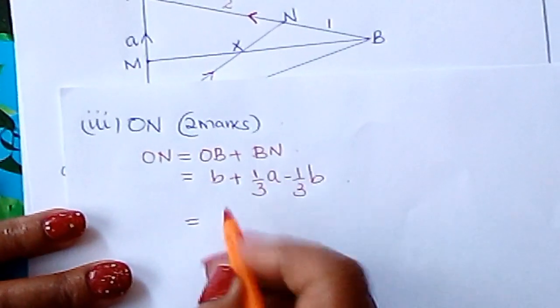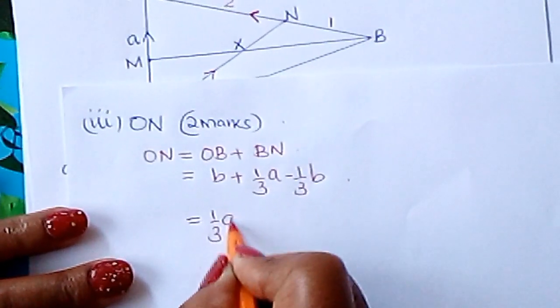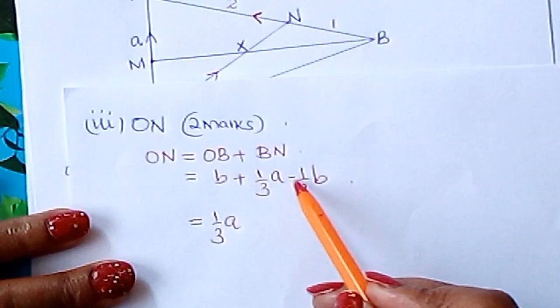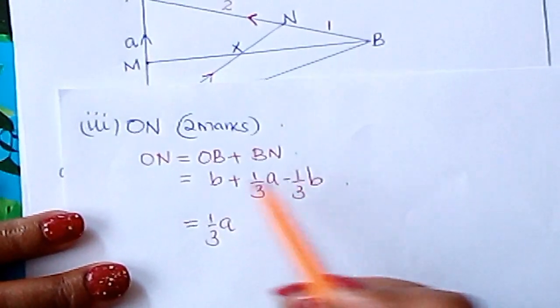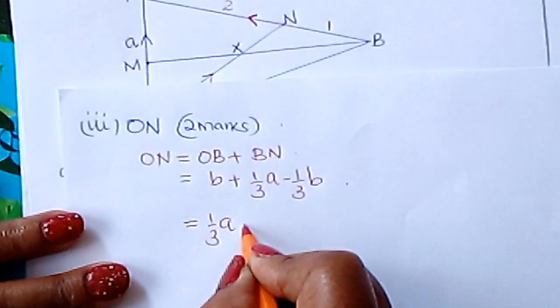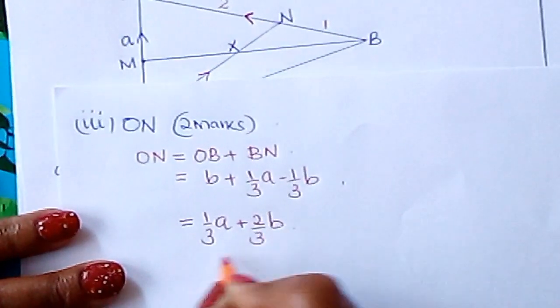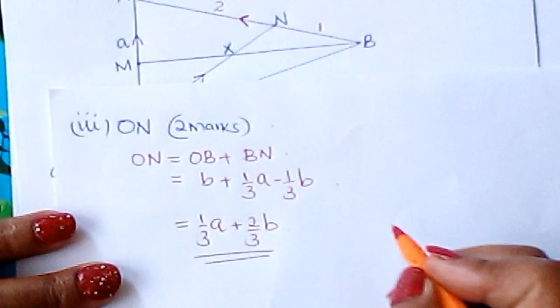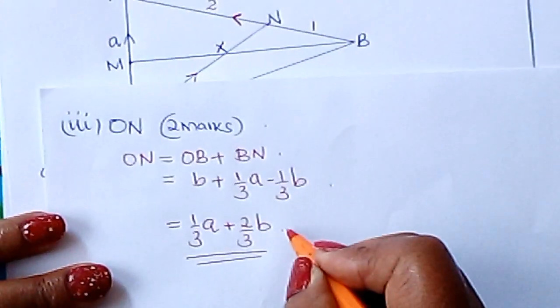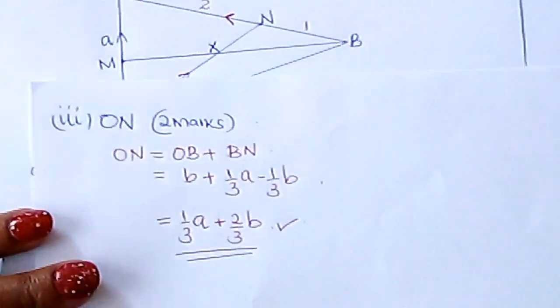You can talk of a third A. Write a third A there. Then B minus a third B. B minus a third B, Lana, gives you plus 2 over 3B. And so that is your vector ON.